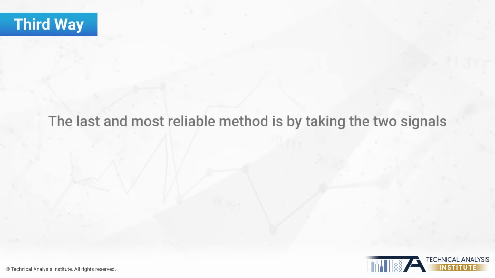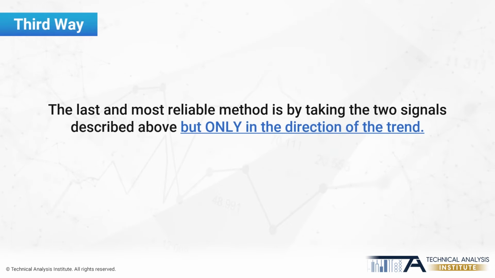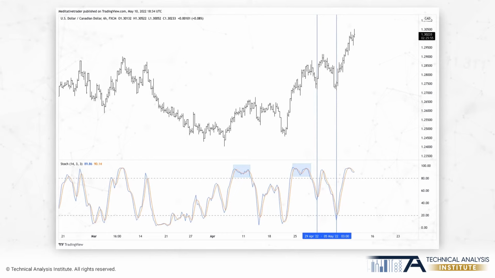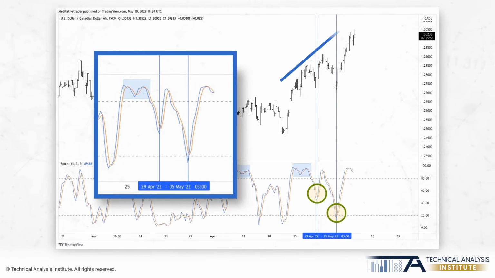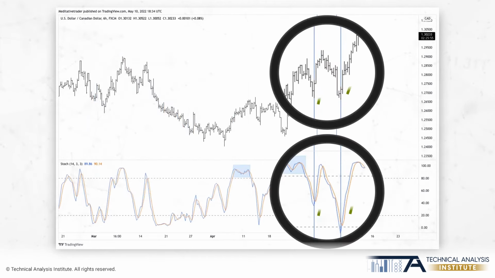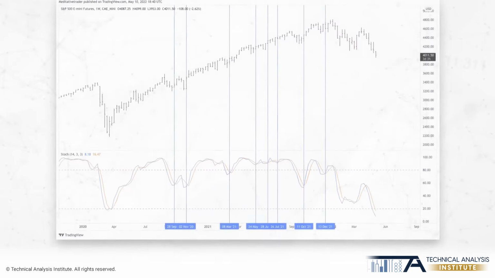And finally, the last and most reliable method is by taking the two signals described above, but only in the direction of the trend. You can see on this chart of the USD CAD, I marked two buy signals with percentage %K crossing percentage %D from below in the direction of the uptrend. And you can also see how both signals worked beautifully. Here's another example for you.